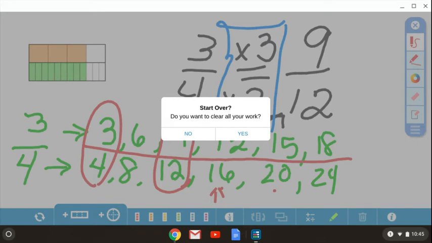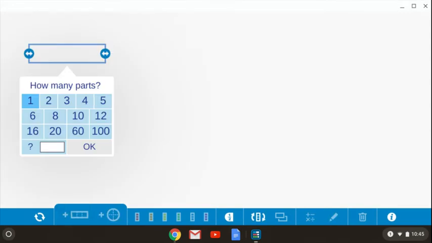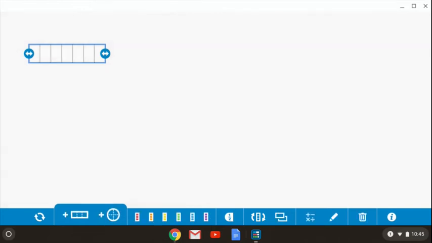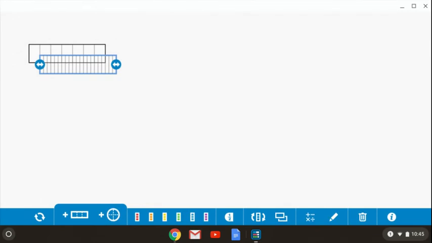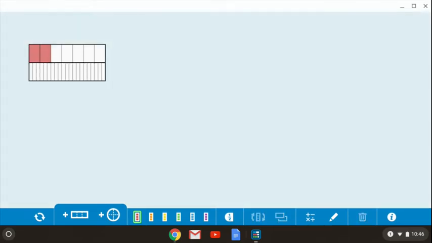Let's start over. Yes, I want to clear all my work. And let's look at another example. Let me see if it'll let me do a 7. Okay, so let's say I have 7ths, and I'm trying to do 21sts. I am definitely not going to try and use my little clickers there to shade. I can do 2/7, and then we want to find out how many 21sts.